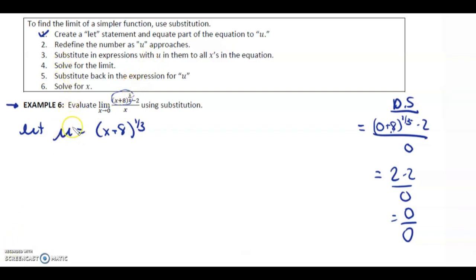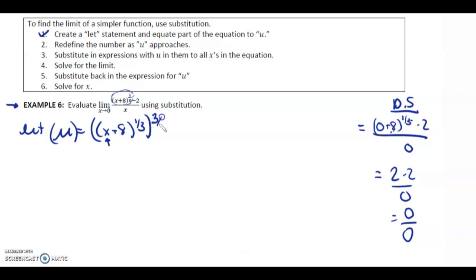So what we want to do is isolate for x. If we have (x + 8) to the exponent 1/3, we want to raise both sides to a value where 1/3 times that value is going to equal 1. So what we do is we raise it to the reciprocal.